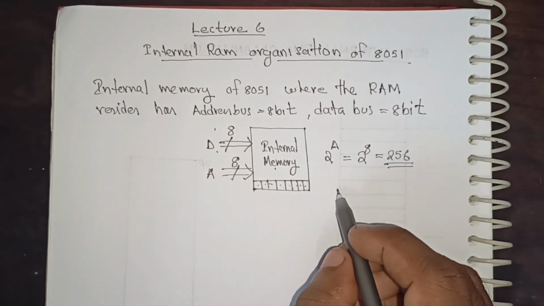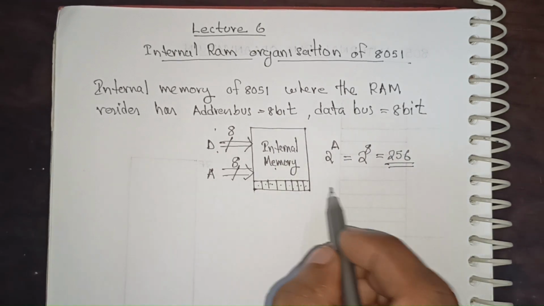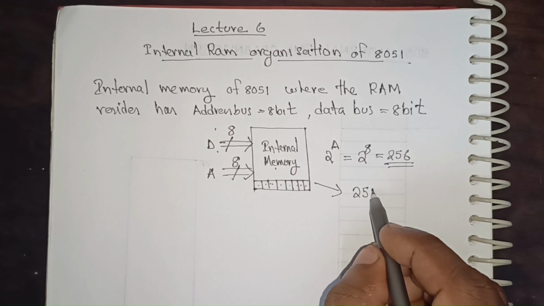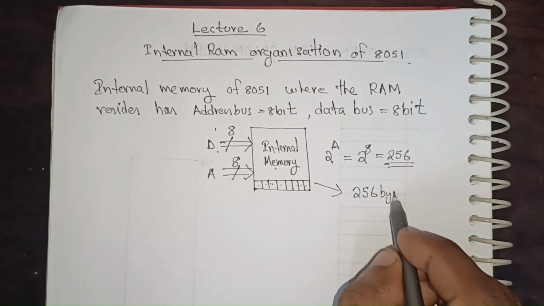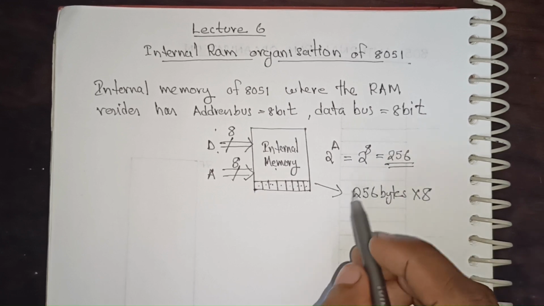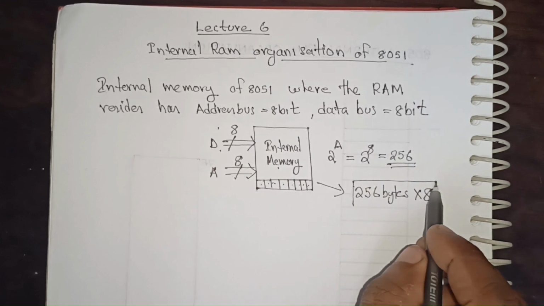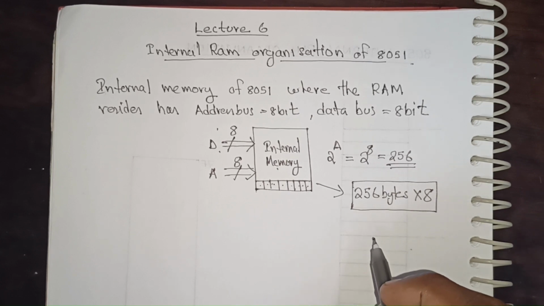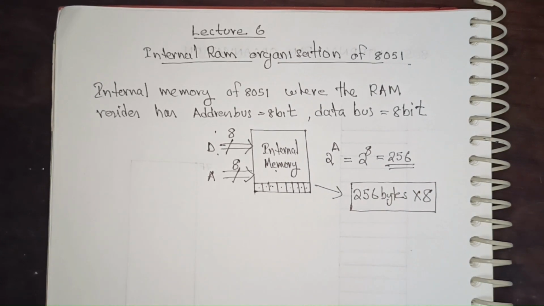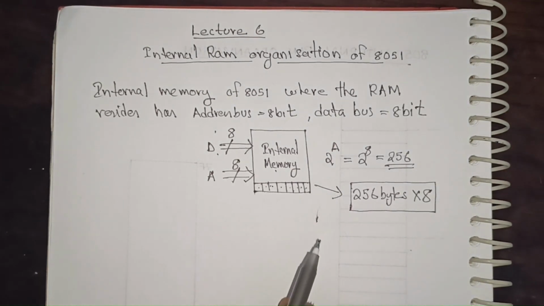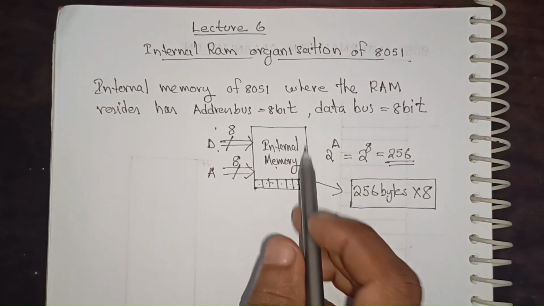So the memory can be represented as 256 byte into 8. This is a memory representation. If you are not understanding this representation, go watch my memory video. So this is the internal memory of 8051. So what will be the address range of this memory?